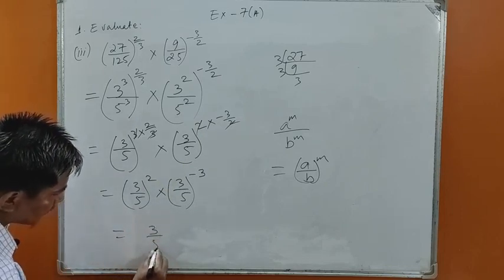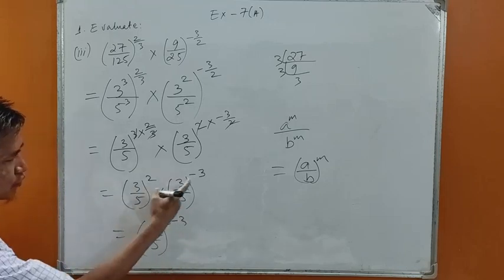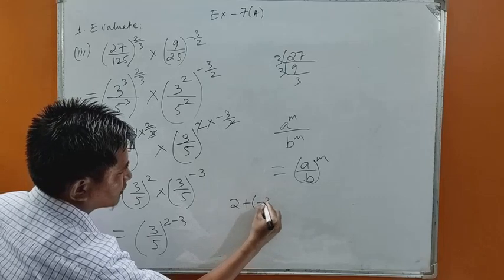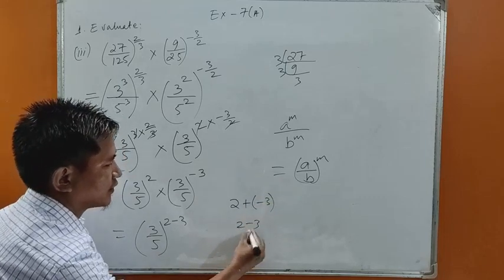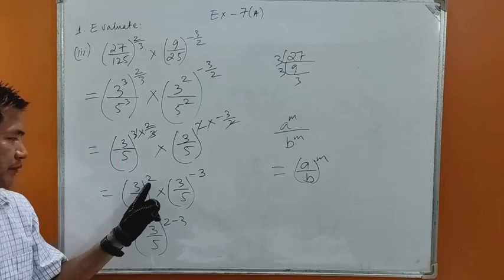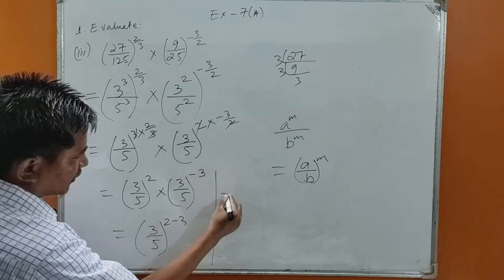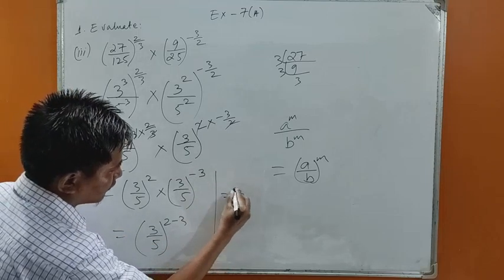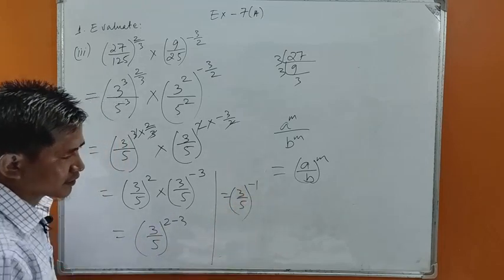3 upon 5, 2 minus 3, isn't it? The powers should be added. 2 plus minus 3. Powers are added, okay? Plus into minus becomes minus. So 2 minus 3. I hope you're getting me. Now let me continue here. 3 upon 5, plus 2 minus 3 is minus 1, isn't it?